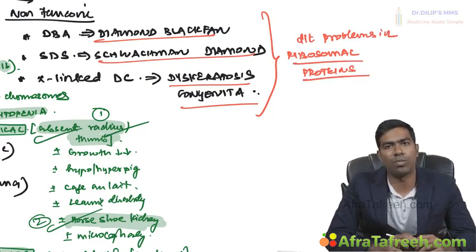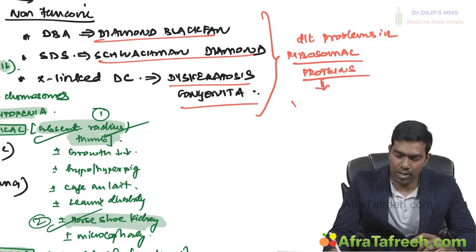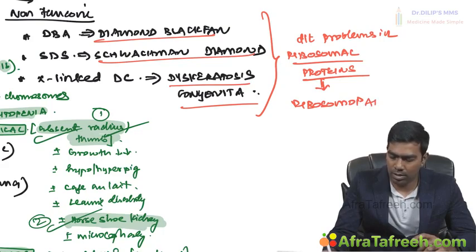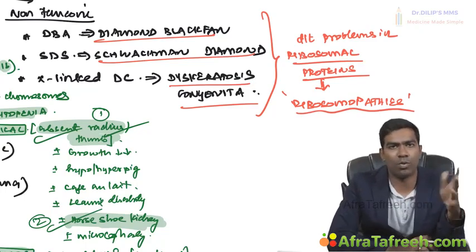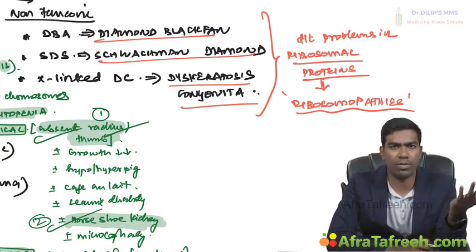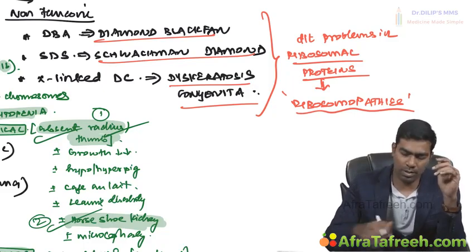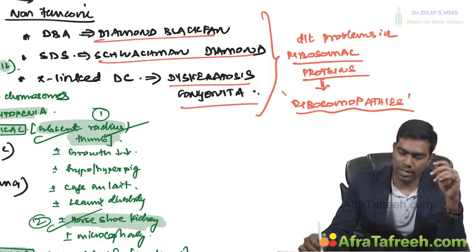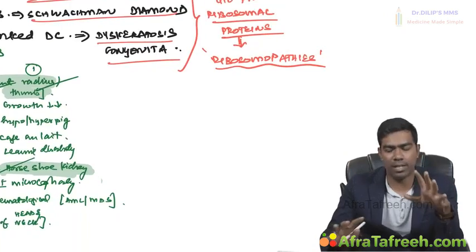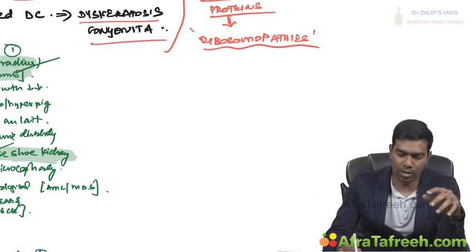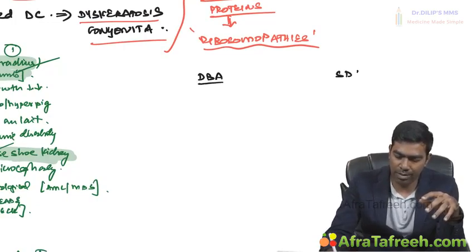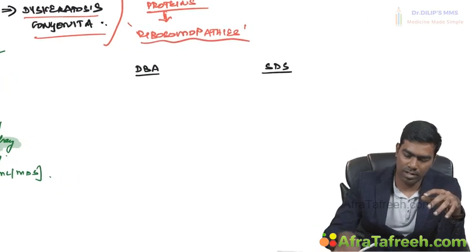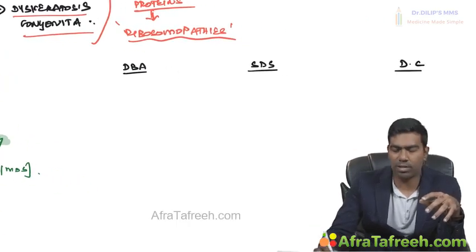Because they are due to problems in the ribosomal proteins, they are also called ribosomopathies. This is a new terminology given to all these things. They are generally due to problems in the ribosomal protein biogenesis. That is why they are also referred to as ribosomopathies. So let us see a short distinction between these three disorders. One is called Diamond-Blackfan anemia. Second one is Shwachman-Diamond syndrome, and the third one is the X-linked dyskeratosis congenita.